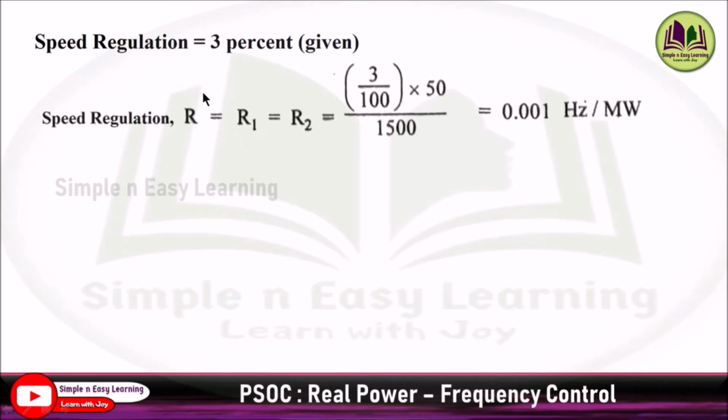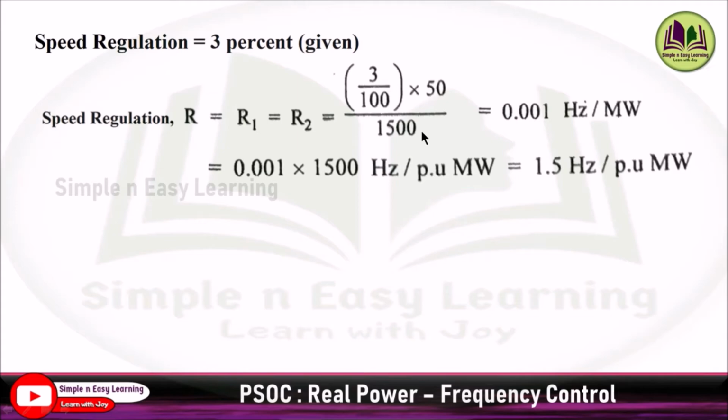The speed regulation is given as 3% in the problem. So R1 is equal to R2, that is equal to R, that is 3% of 50 hertz. Here the speed regulation is directly related with the frequency, so 3 by 100, 3% into 50 divided by 1500, gives you 0.001 hertz per megawatt. In the unit hertz per megawatt we are obtaining this, that's why we are dividing by 1500, and in terms of per unit we have to multiply the answer by 1500, so 0.001 into 1500 equals 1.5 hertz per unit megawatt.